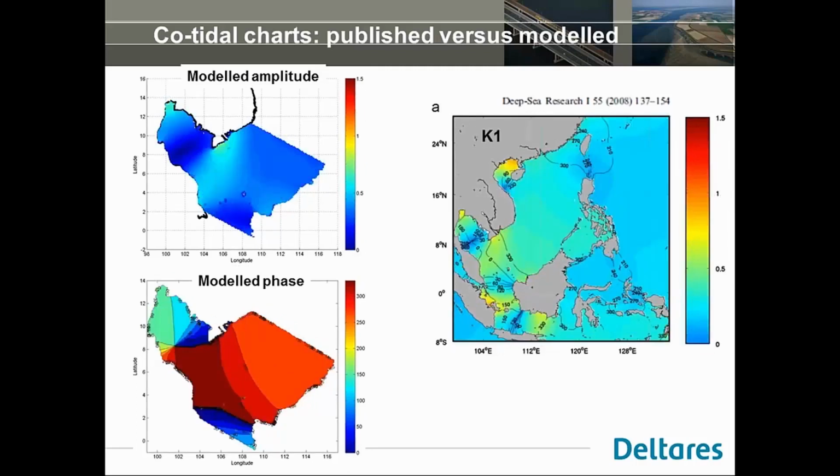This slide I show essentially the same, but for a different constituent. In this case, now a diurnal constituent. Again, there's an amphidromic point near our area of interest, so we want to make sure this was captured correctly.